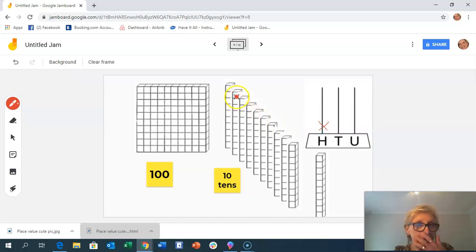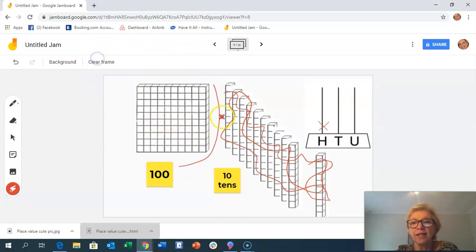We're going to delete these because we don't need them. Or we pretend that they're not here. Let's just cross them out. Because I'm really wanting you only to look at this 100 here. And how do we write it? Just like that. And so we're saying there's only 100. There are no tens and there are no units.